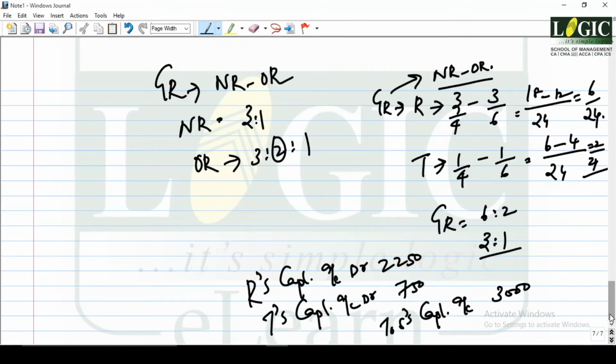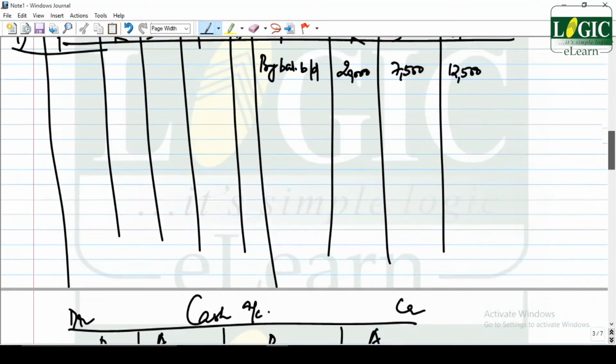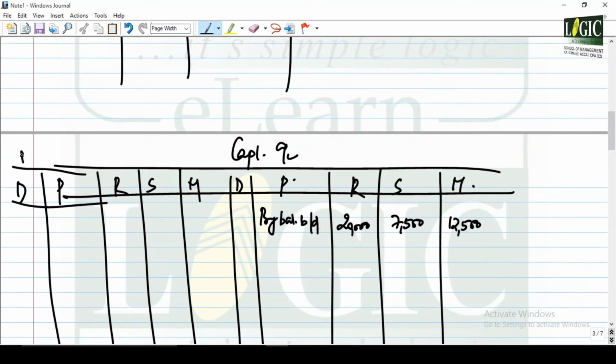Now R is debited, T is debited. So what should you do? R's capital account, this is the debit side. You come to R's debit side and T's debit side, but in your capital account you cannot write your own name. So what will you write? To S capital, how much? 2250, and here it will be 750.